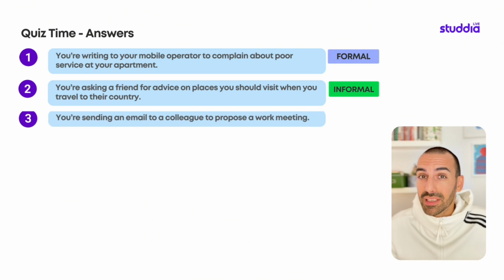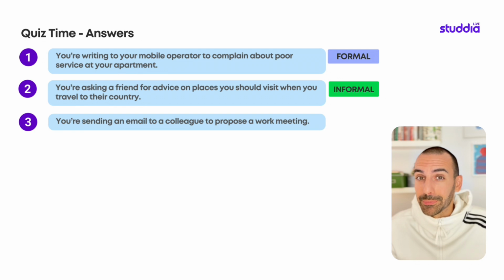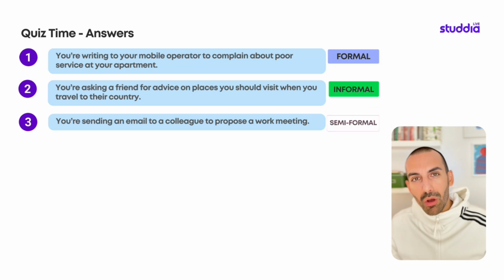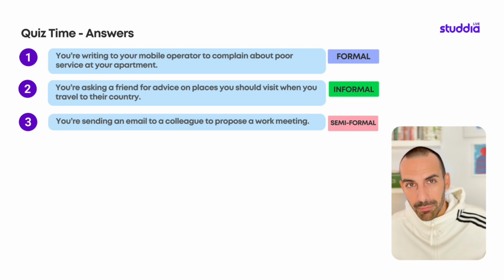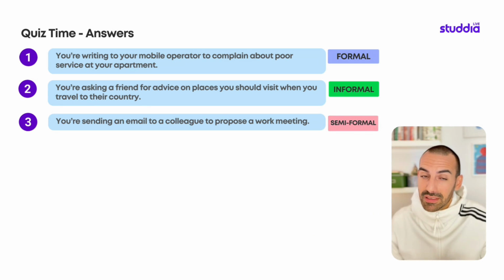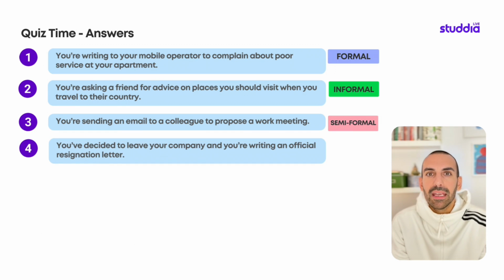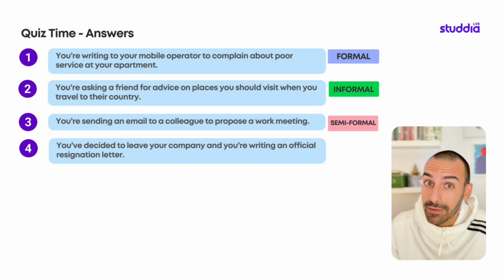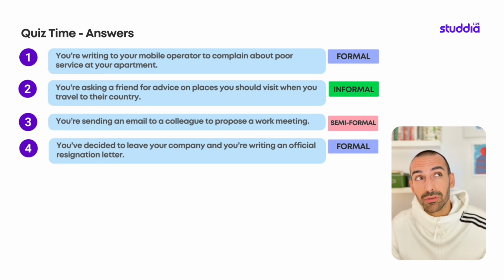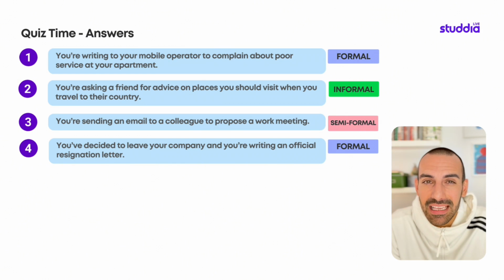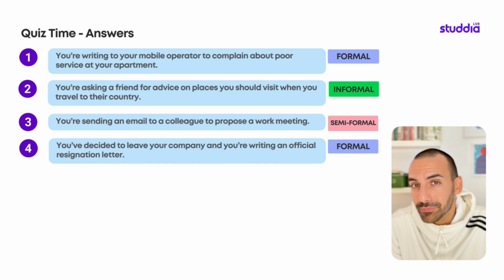Next one, you're proposing a work meeting to a colleague. This is a typical semi-formal situation. You know the person, you work together, but the topic is work related. So semi-formal is definitely the right choice here. In the next situation, you are leaving your company and you're writing an official resignation letter. And that's a formal situation. Even if you're sending it to a person who you know very well, because it's an official company document, it needs to sound formal and professional.